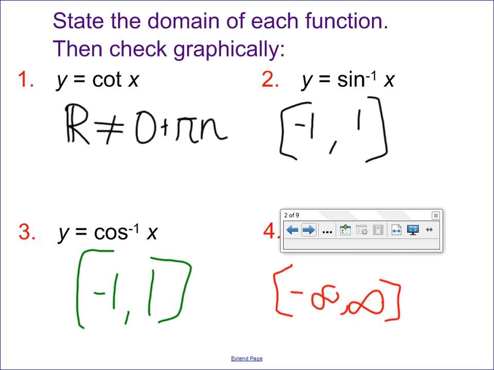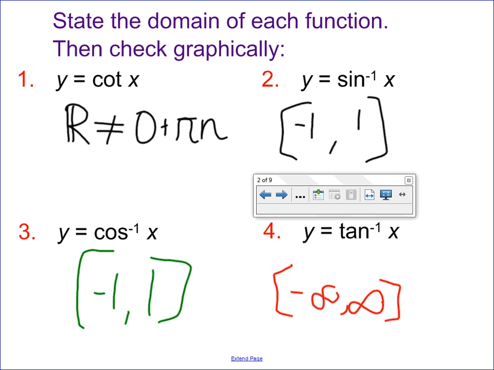Awesome. Raise your hand if you had number 1. That's correct. Great work. Number 2. The restricted domain and range pairing of my original sine function creates an inverse sine that is itself a function. I have a new restricted domain for inverse sine of -1 to 1 inclusive, so we have our brackets. Raise your hand if you had number 2 correct. Awesome work, you guys. Number 3 is the same domain, -1 to 1. Raise your hand if you had number 3.